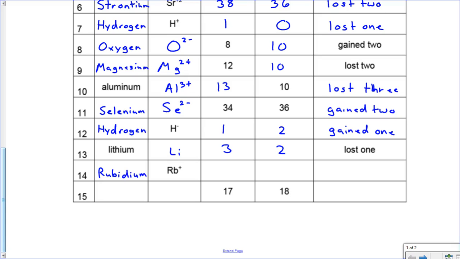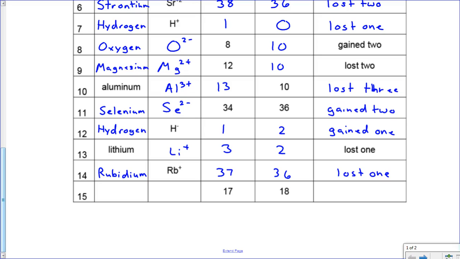If you look that up, it has atomic number 37. It has a plus charge, okay, which means it has lost 1 electron, which makes it 36 there. I just noticed on this last one here, lithium should have been Li+, because it lost 1 electron there as well.